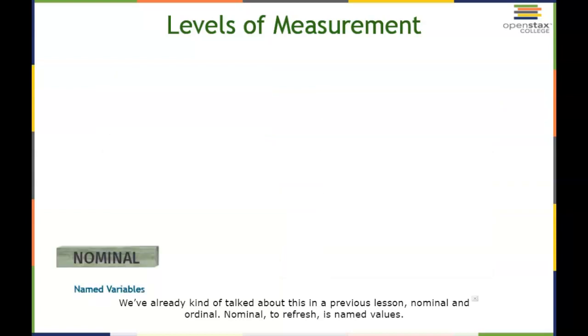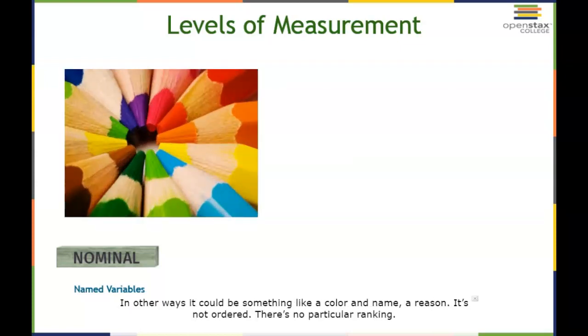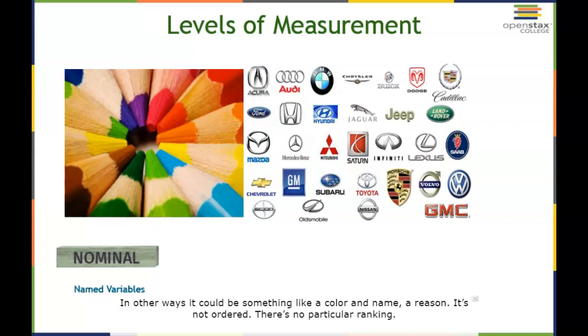Nominal, to refresh, is named values. In other words, it could be something like a color, a name, a reason. It's not ordered. There's no particular ranking. It's that blue eyes aren't better than brown eyes type of situation.